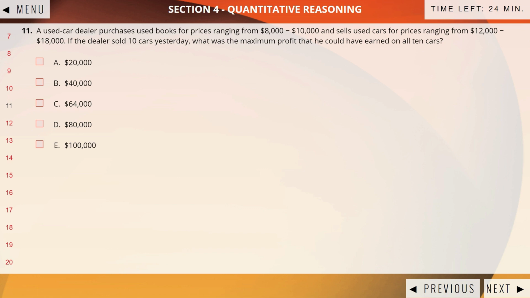The dealer sold 10 cars yesterday. What was the maximum profit he could have earned on all 10 cars? Well, obviously, if he bought them for the cheapest, so 10 times 8,000 is 80,000, and sold them for the max, which is 18,000, 10 times 18,000 is 180,000. So he or she could have paid 80,000 for the cars and sold them for 180,000, leading to a profit of 100,000. Basic, minimizing costs, maximizing revenue. But they should have written cars here.